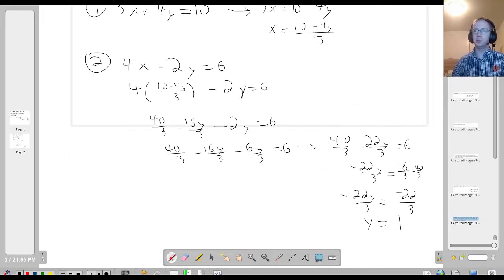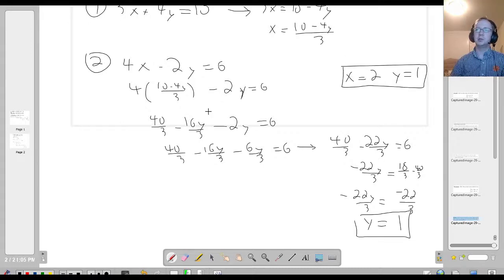Okay, so between these 3 steps, I found not just x equals 2, I also found earlier y equals 1. So the same solution I had before. If x equals 2 and y equals 1, both of those equations end up being true.